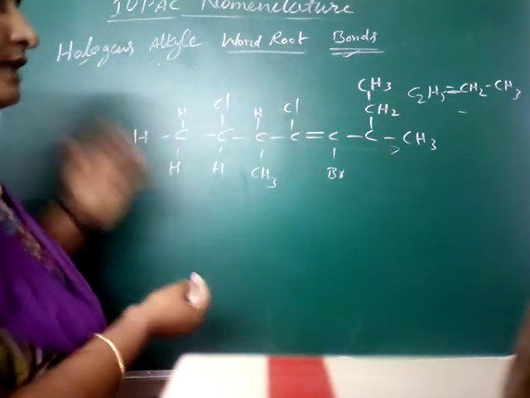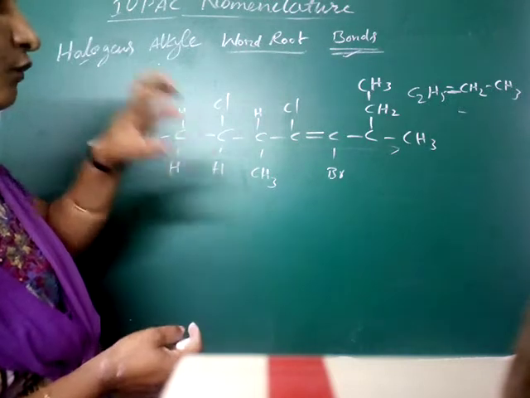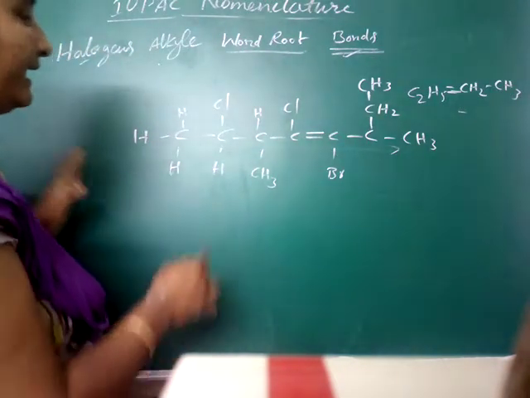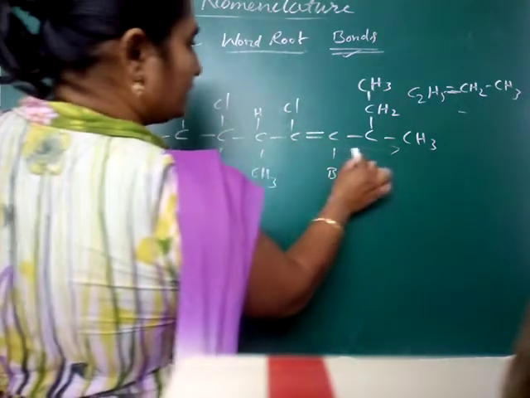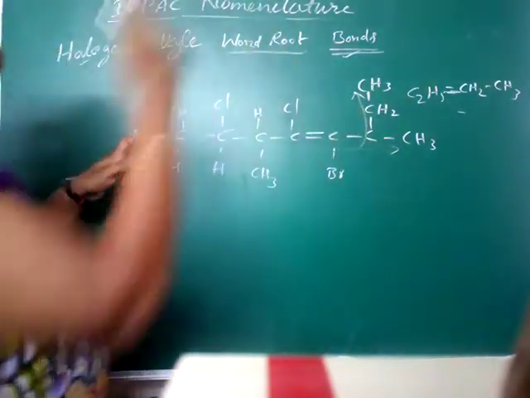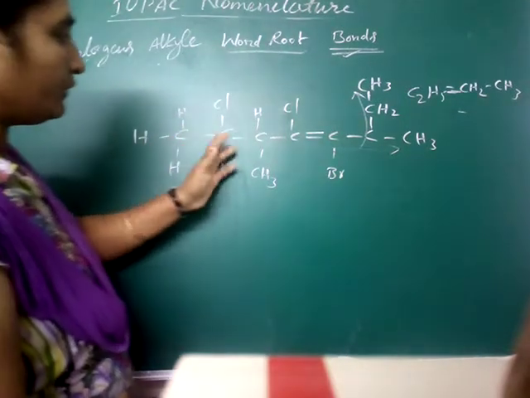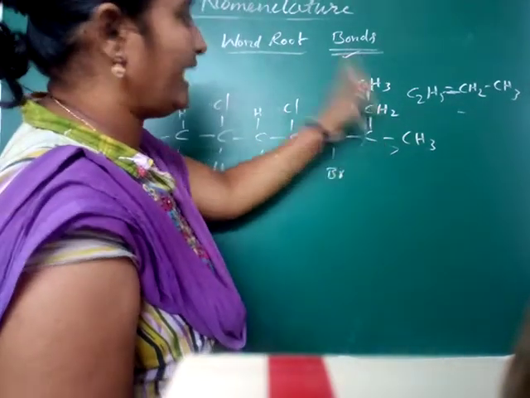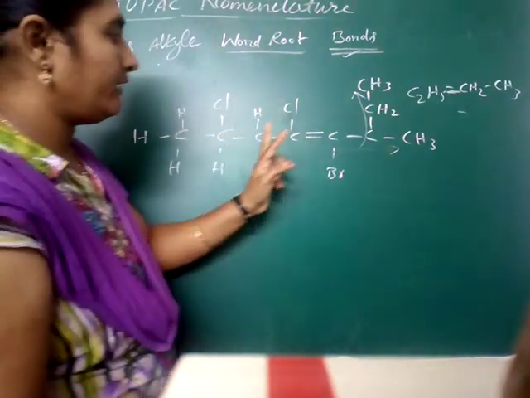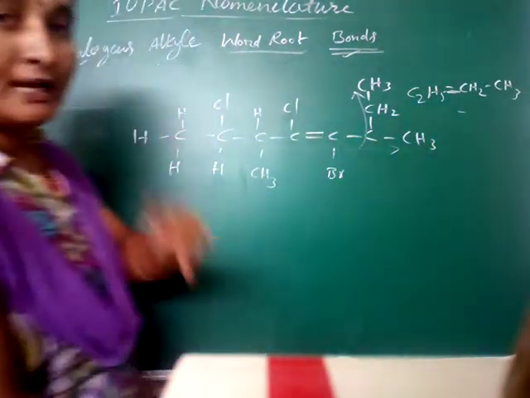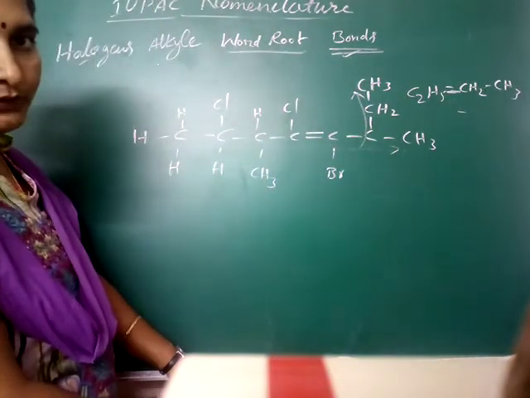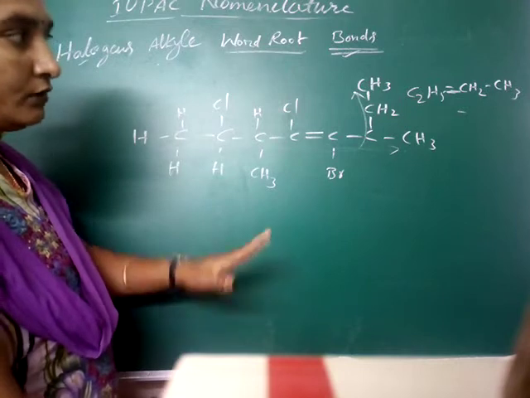Now, how will you give that numbering? First, what are the branches you have to find out? Mainly, you can observe that this one is the word root because it is the longest chain. If you count 1, 2, 3, 4, 5, 6, 7, 8, you will get oct. If you count 1, 2, 3, 4, 5, 6, 7, hept will come. That's why you have to take oct as the word root. Do you understand? Don't confuse here.